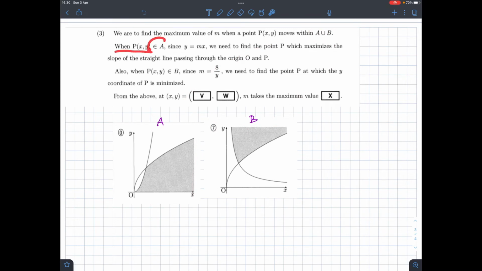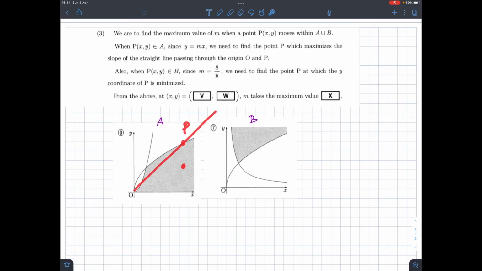P is an element of A, so it means the point P should be here, and every point here in the shaded part is a possible P. We need to find the point P that maximizes the slope, this one, y equals mx, that is passing through origin O and passing through P.